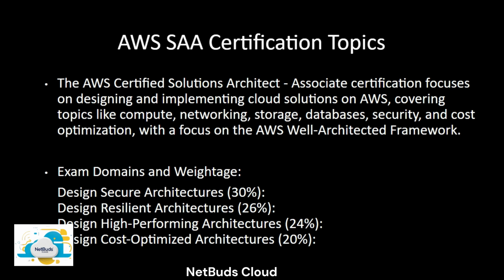There will be 4 domains with weightage, which you can see on the slide. Designing secure architecture, which has the highest weightage at 30%. Designing resilient architectures with 26%. Designing high performing architectures with 24%. And designing cost optimized architectures with 20%.